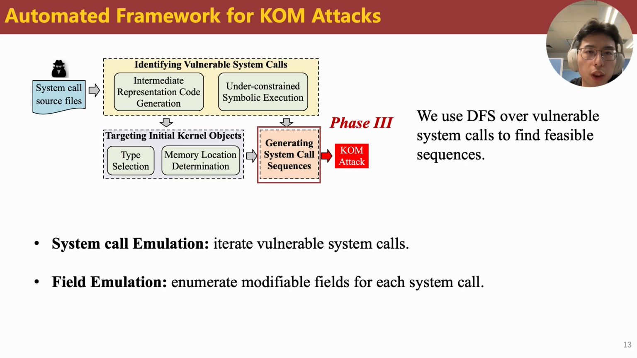In phase 3, we target feasible sequence generation. In theory, choosing the optimal syscall sequences is an NP-hard problem. Fortunately, we find that the number of vulnerable system calls is limited. This allows us to use depth-first search, checking modifiable and condition fields at each step, and pruning infeasible branches. In this way, we can generate feasible system call sequences for exploitation.